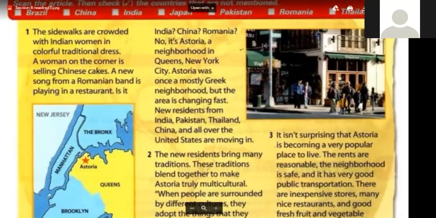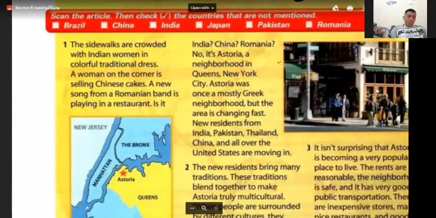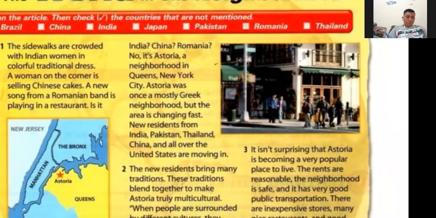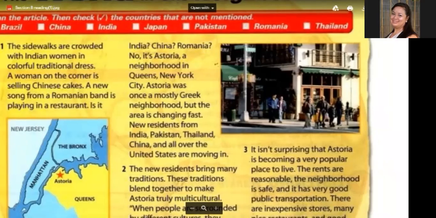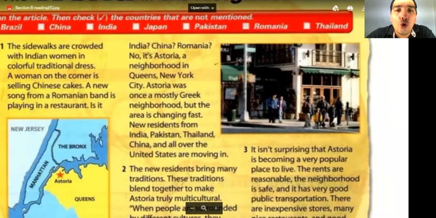Sidewalk. Teacher, the word sidewalks, what is it? This is a sidewalk. So what is a sidewalk? La acera. Yeah. The sidewalk. And what is crowded?